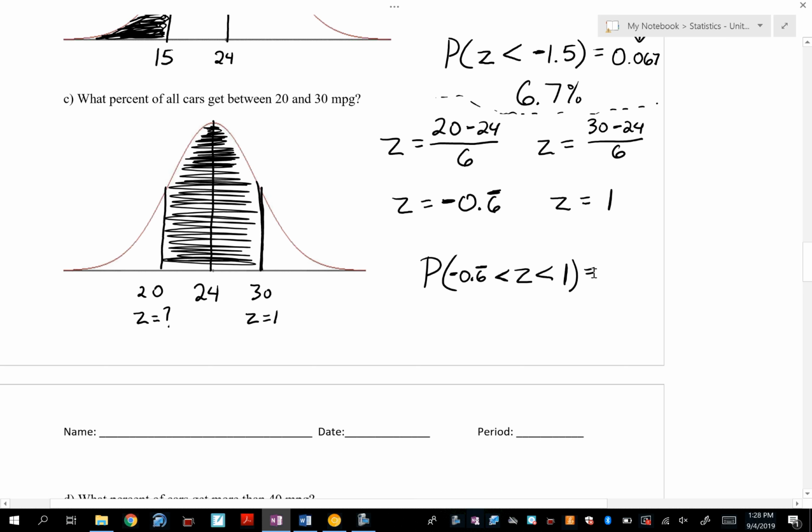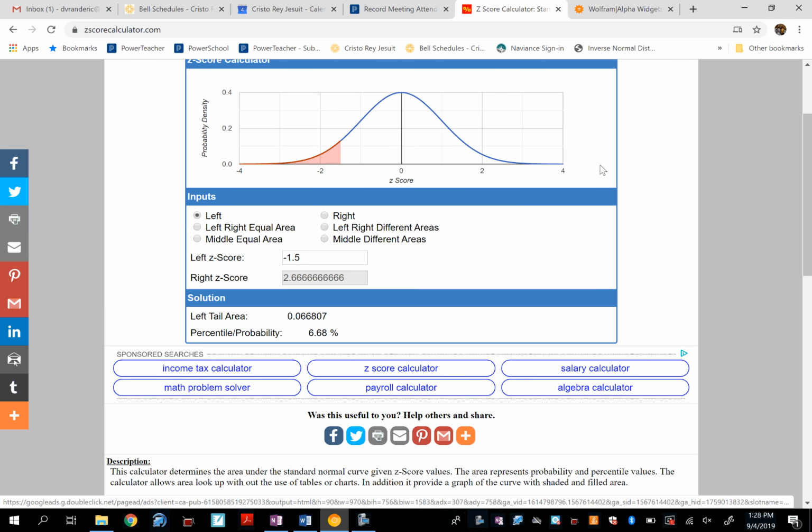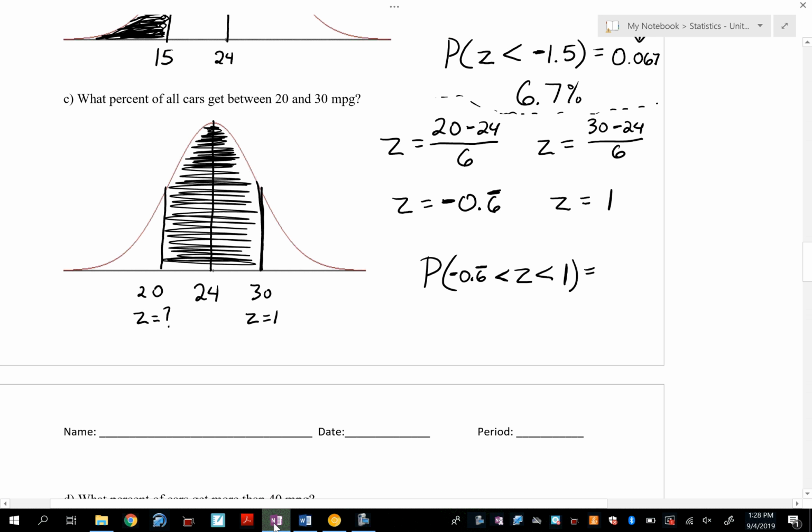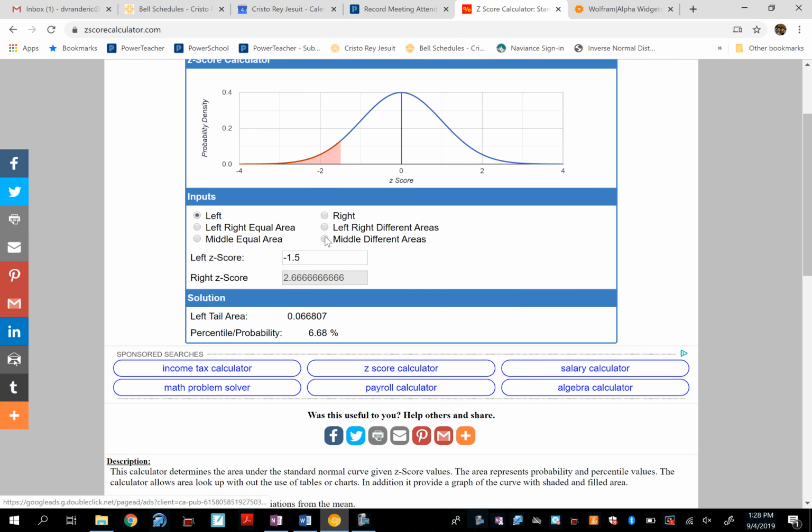Okay, now the one we just did, for those listening at home, the one we just did together was only shading to the left. So that's why we clicked to the left for the input. But now we have shading in the middle, and there's 2 options. It says middle equal area and middle different areas. Analyze your curve that you did here. Is that the same on both sides of 24? No, 1 is a little bit further, right? 30 is a little farther away than 20 is from the average. So it's not going to be equal. So that's why we're going to click middle different areas.